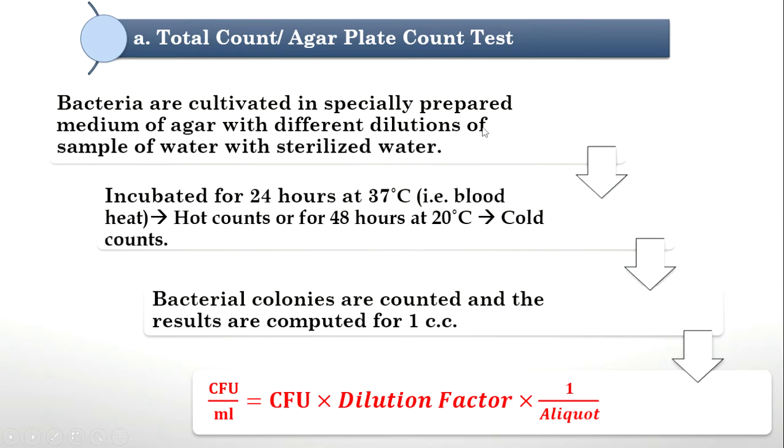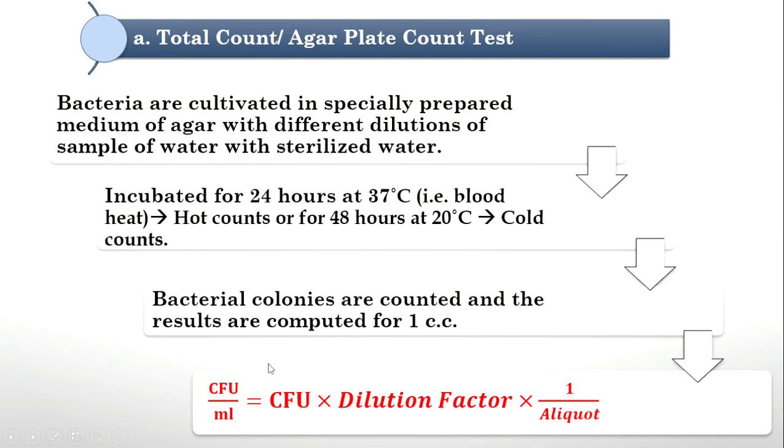Dilution factor means, as I have already told you, that the sample of water is diluted in different ways. Different dilutions we will take. For example, 10 milliliter of sample with 10 milliliter of sterilized water means the dilution factor is 1. If 10 milliliter of sample is diluted with 100 ml of water, the dilution factor is 0.01. Like that, dilution factor times 1 by the amount of sample, that is the aliquot. So if you are taking 10 milliliter of sample, here the aliquot is 10 milliliter.